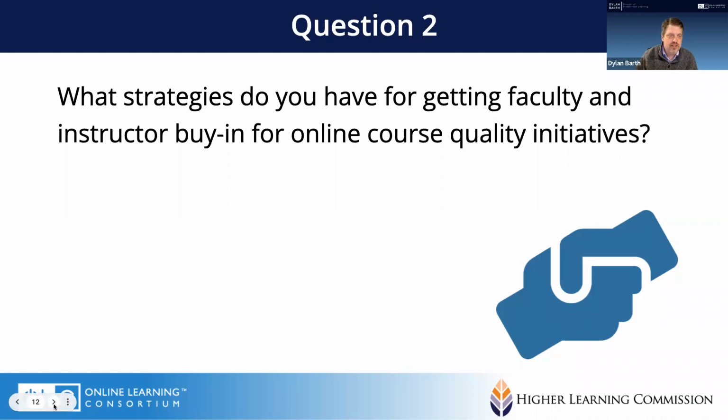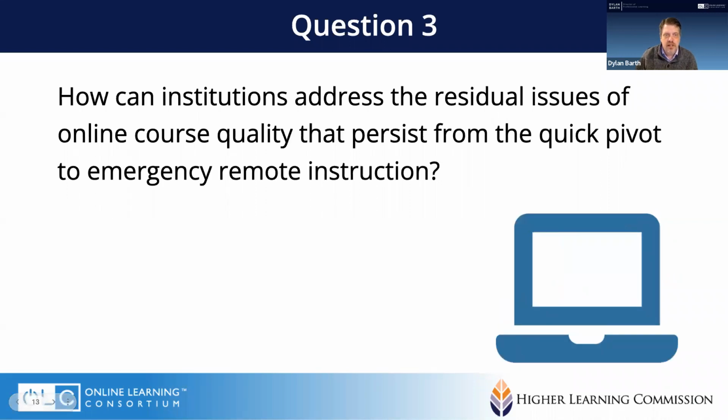Caitlin, what's our next question? So this one has to do with that quick pivot. How can institutions address the residual issues of online course quality that persist from the quick pivot to emergency remote instruction? Particularly this is related to the thought that, hey, I did it in 2020 and 2021. I've taught online. I can do this. I don't really have to worry about improving the quality. How do you address that group?